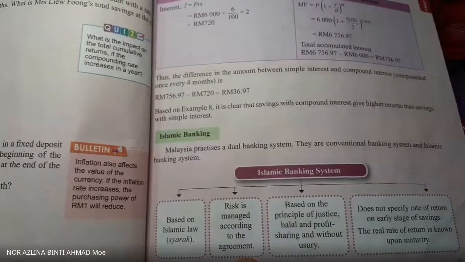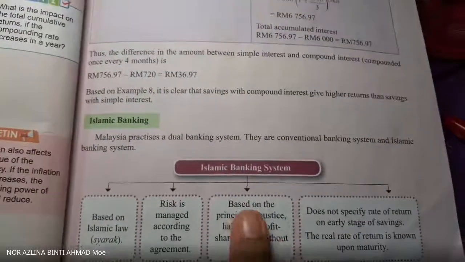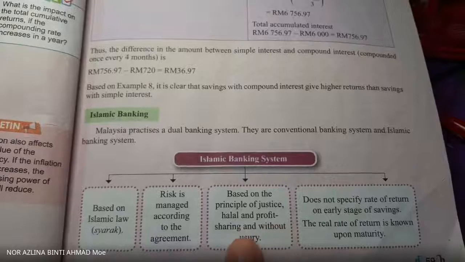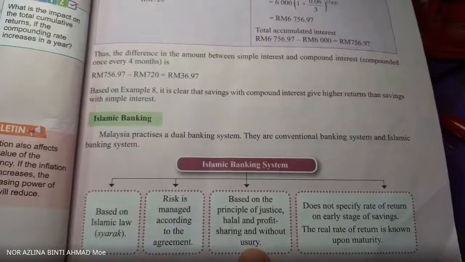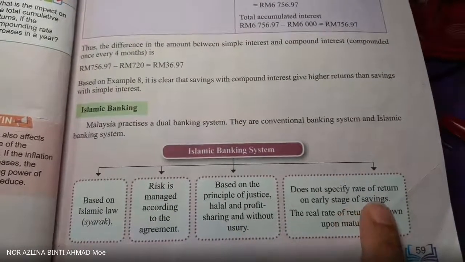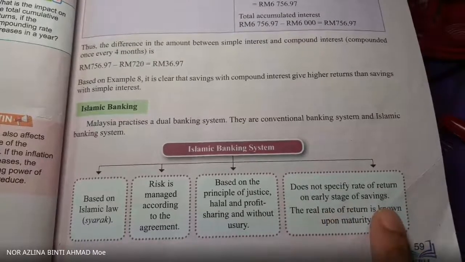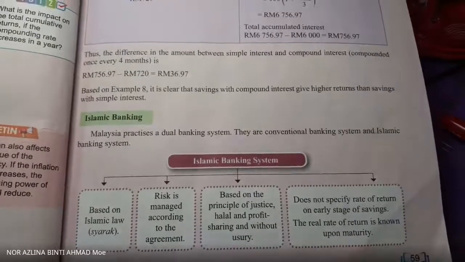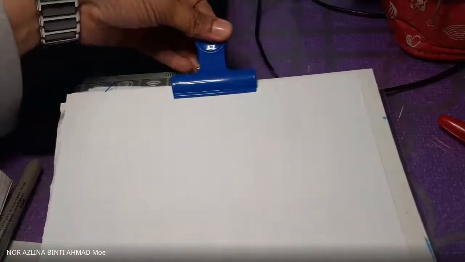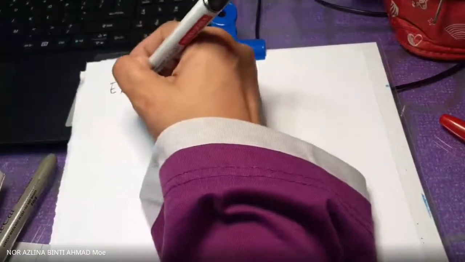There will be an agreement. Based on the principle of justice, halal and profit sharing and without usury. Does not specify rate of return on early stage of saving. The real rate of return is known upon maturity. It has its maturity period. I ask you to copy the note about the Islamic banking system. Nowadays even non-Muslims take the Islamic banking system, so you must know these things. When you grow up you will know more in detail.